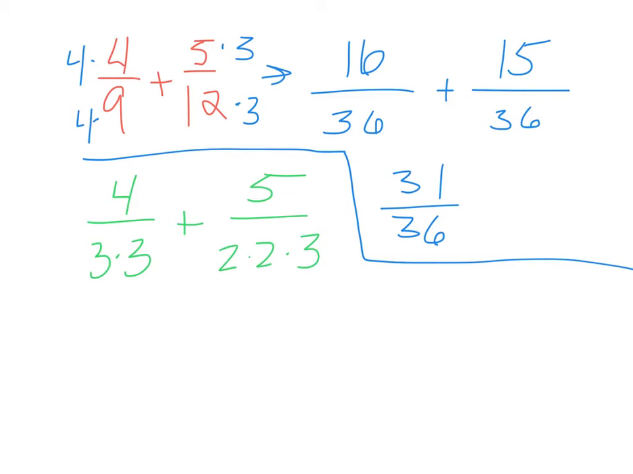Okay, and then on the other one, we multiplied by 3, because that was the one that was missing there. And so really our common denominator was 2 times 2 times 3 times 3. Is that okay with everybody? And so we were just looking for the missing factors. Does that make sense?